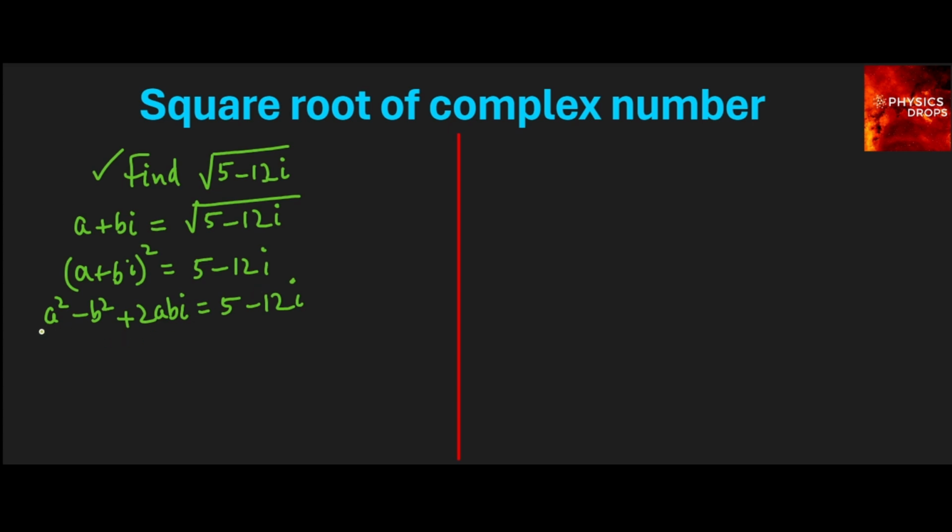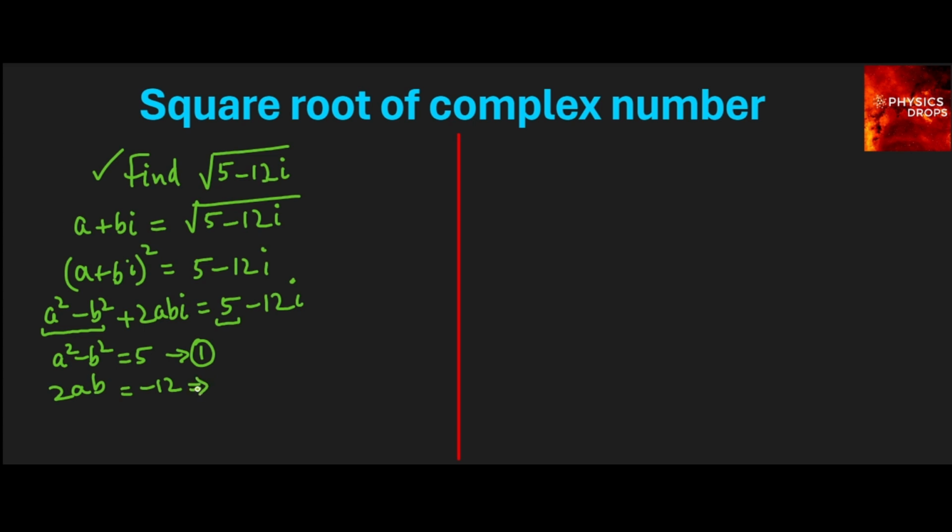Now let's equate the real parts and the imaginary parts. The real part on the left side is a square minus b square. On the right side it is 5. So we get two equations. The first is a square minus b square equals 5. The second is 2ab, without the i, equal to minus 12. So we get two equations here. Let's name the first one equation 1.